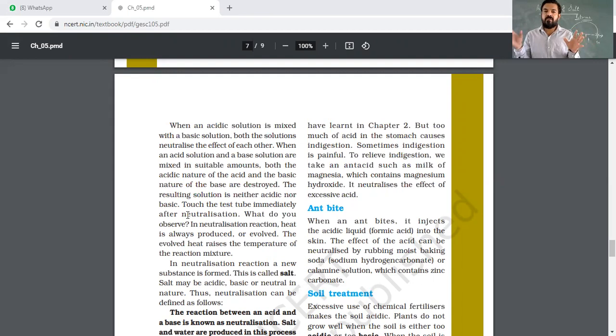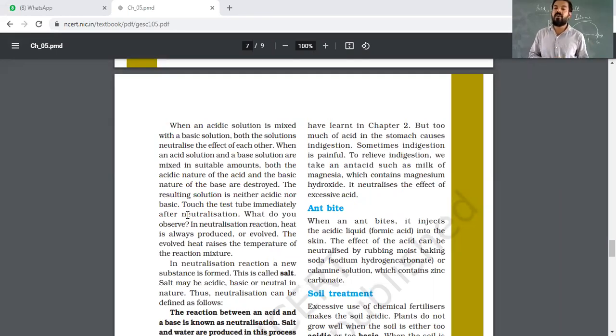When you add these two substances in a test tube or in a beaker, you will feel heat. So in neutralization, heat is always produced or evolved. The evolved heat raises the temperature of the reaction mixture. In the neutralization reaction, a new substance is formed. This is called the salt. Salt may be acidic, basic, or neutral in nature.